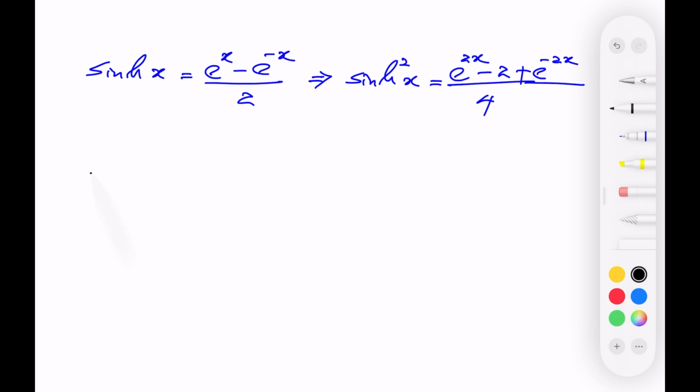Now, the same way we will look at cosh x, hyperbolic cosine x. We defined that function as e to the x plus e to the negative x.